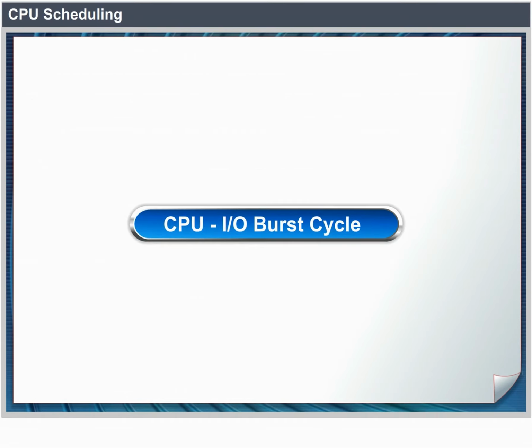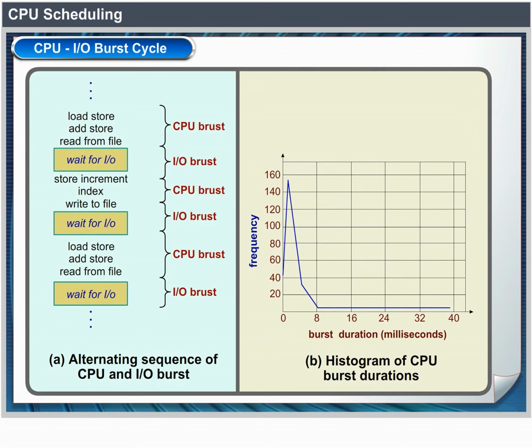CPU input-output burst cycle. A. Alternating sequence of CPU and input-output bursts. B. Histogram of CPU burst durations.